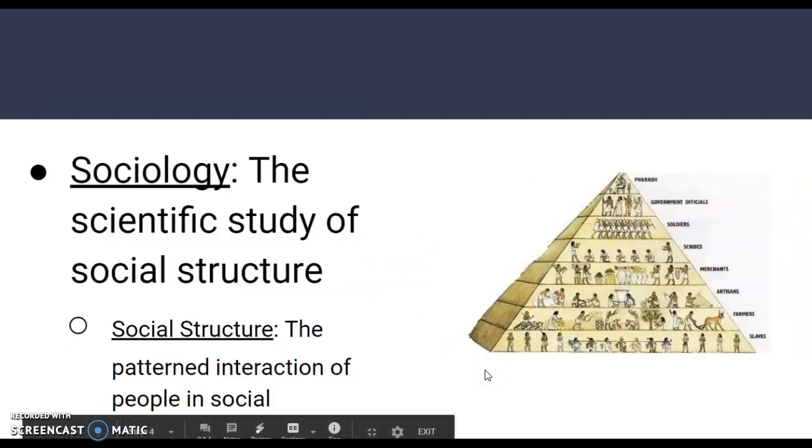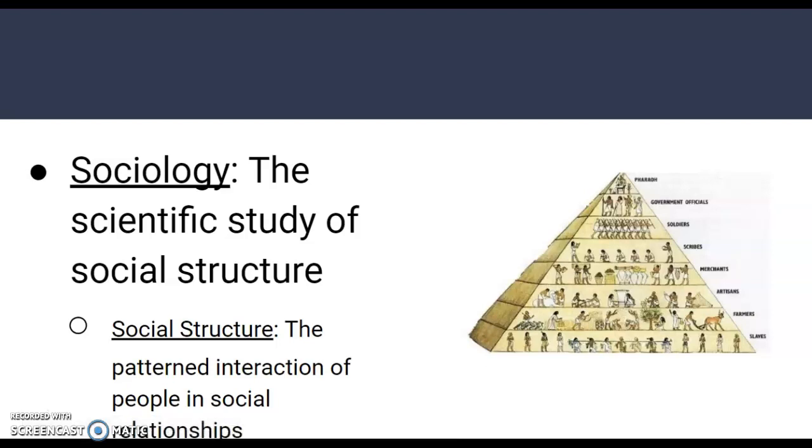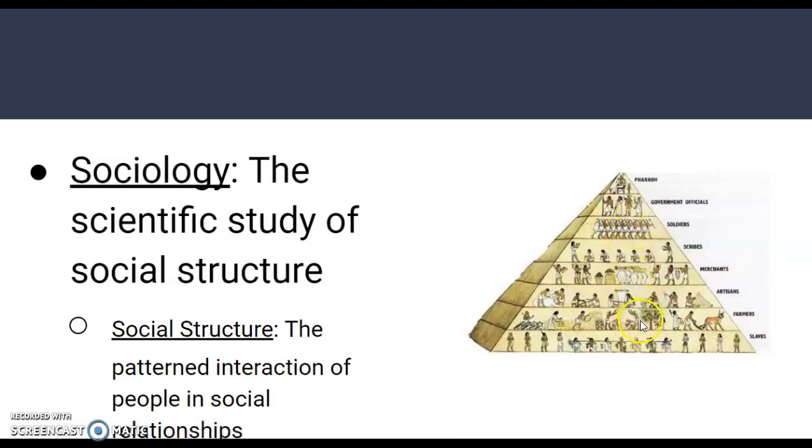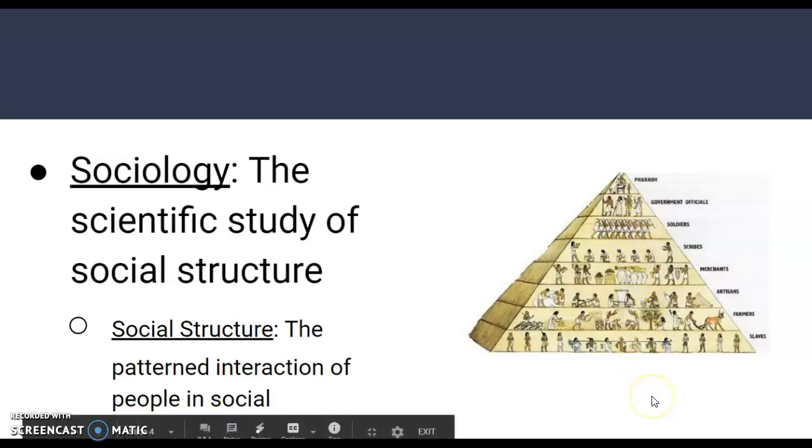Sociology is the scientific study of social structure. Social structure is the pattern of interaction of people in social relationships. Over here you can see an ancient social structure based in Egypt, where it talks about the authority as the pharaoh, and then it goes through each step of lower and lower say and responsibility.